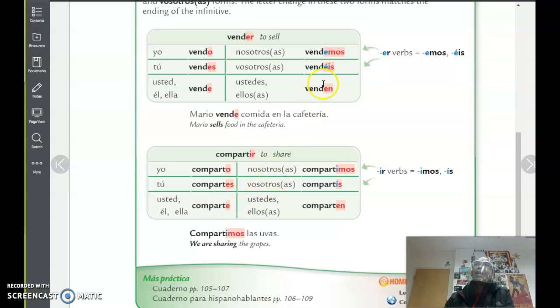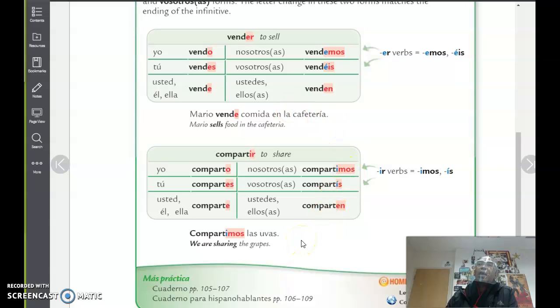Nosotros, again, see the difference here? Vender ends with ER. Compartir ends with IR. So for ER verbs in the nosotros, it's emos, the ending. But for IR verbs, it's imos. It kind of makes sense, right? Because it's an IR. Imos, compartimos, we share. For vosotros es compartís. You all share. Ustedes, ellos, and ellas, they share the same ending as well. Comparten. EN. They share. These are the endings for ER and IR verbs.